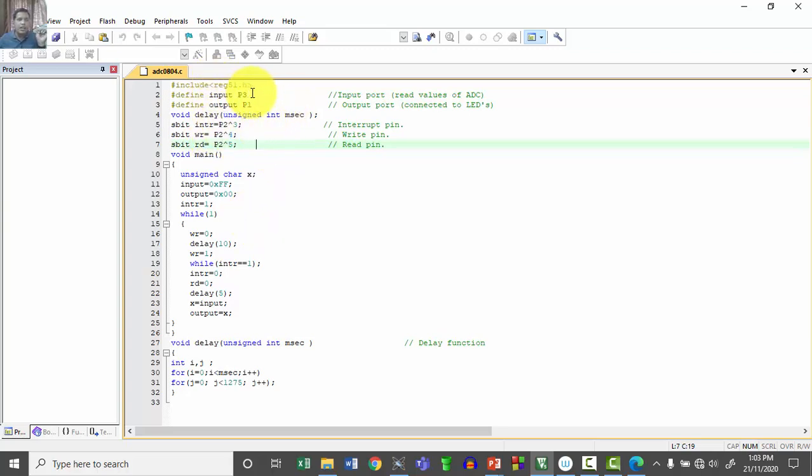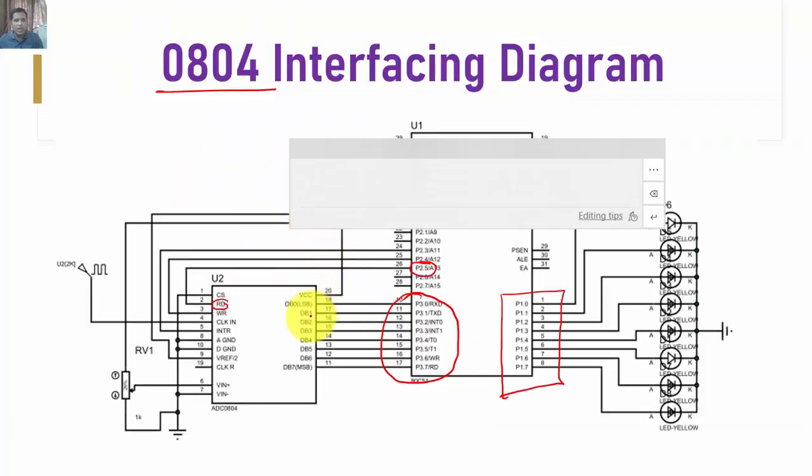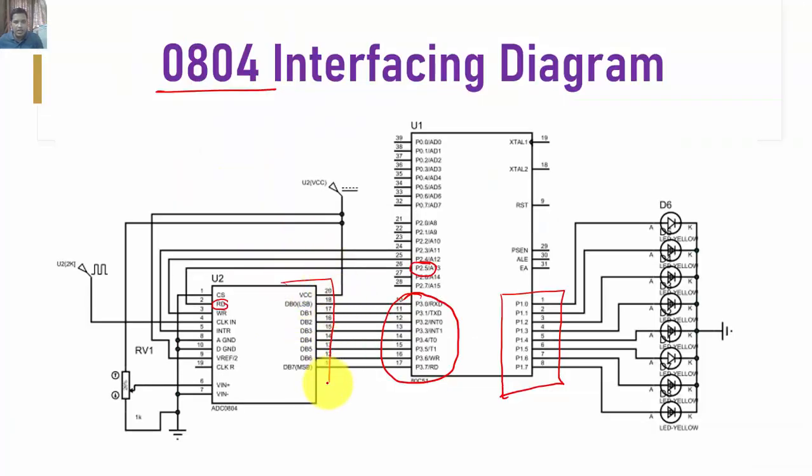Then as we are going to take data as an input, whatever digitally converted data is available at the output of the ADC, we are taking inside this microcontroller, and we are going to do that with the help of port P3. Then the output we are going to do through port P1.